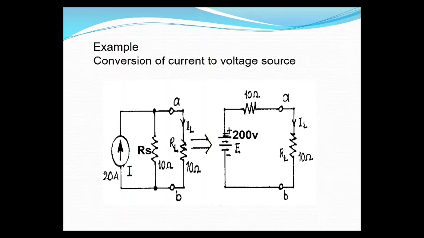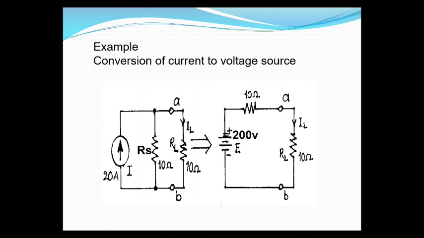So we are taking another example, that is conversion of a current source to a voltage source. Here we are taking a 20 amps current source in parallel with 10 ohm resistance, and its terminal impedance is 10 ohms. Now we are converting that current source into a voltage source.